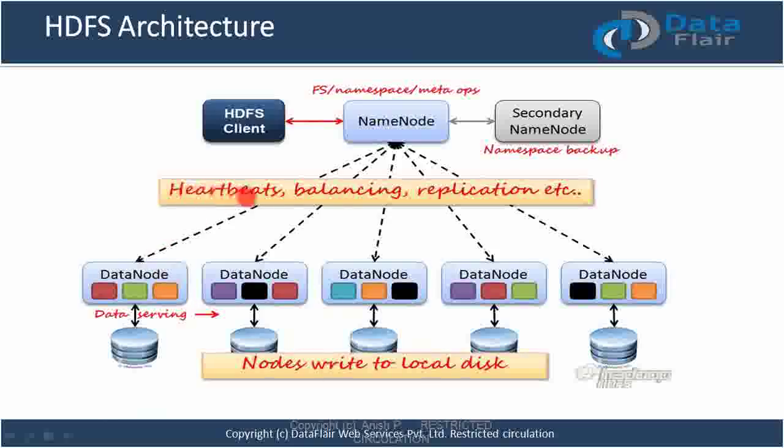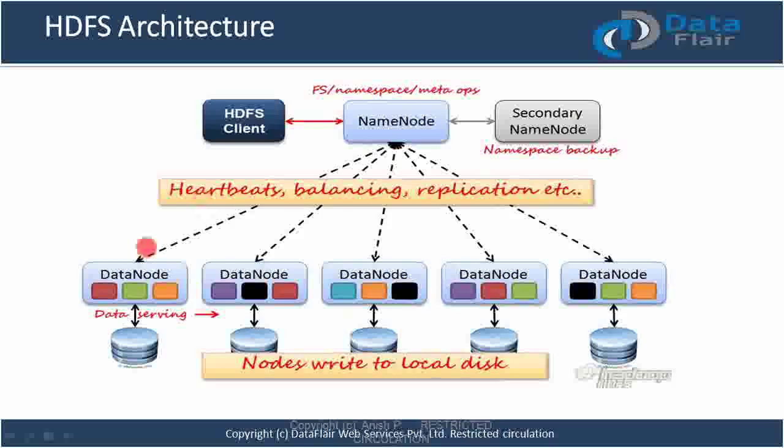Now, there is a term called heartbeats, an important term, heartbeats. All the data nodes keep sending the heartbeats to the name node. What is this heartbeat going to say? It is a very small message that it sends to the name node, saying, boss, I am alive. I am alive. That's it. Just from its name, it should be clear what message the heartbeat is giving.